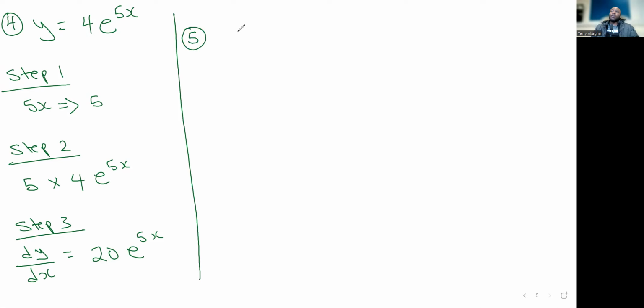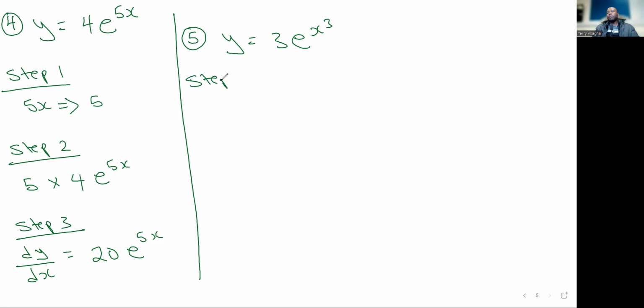So number 5, let's pick one more. So y is equal to 3, maybe say exponential, maybe x cubed. Maybe this will make more sense. So it does not really matter how it comes. What you just do, differentiate the power, multiply it by the original question, and that will be the answer.